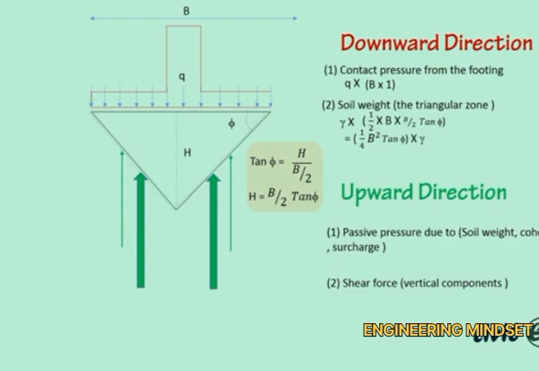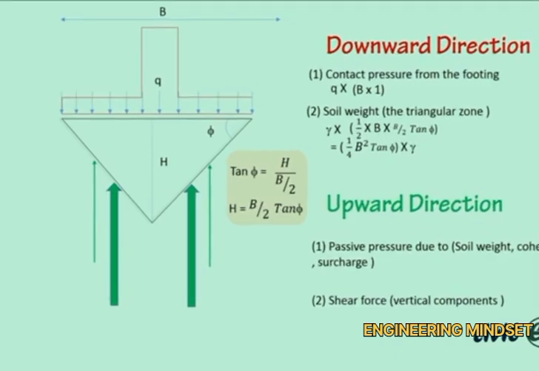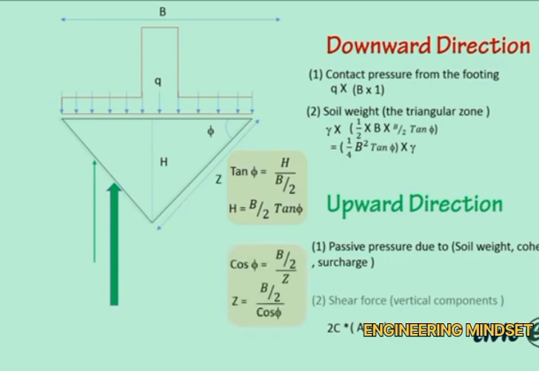The shear force will be equal to cohesion times the area. This length, let's name it z. And since cosine phi will equal B over 2 over z, as a result of that, z will equal B over 2 over cosine phi. So the shear force will be equal to 2c multiplied by B over 2 over cosine phi. And to find the vertical components of this force, we have to multiply this by sine phi.